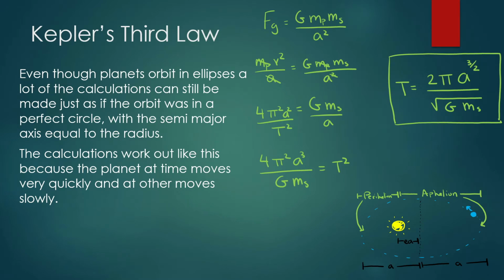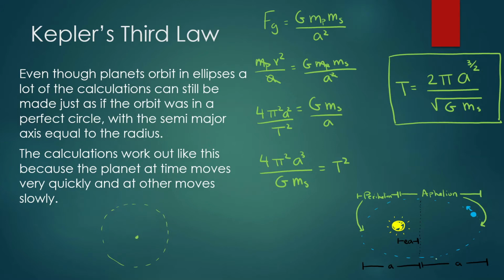Even though planets orbit in ellipses, a lot of the calculations can be made just as if the orbit was in a perfect circle, with the semi-major axis equal to the radius. The calculations work out like this because the planet at times moves very quickly and other times slowly. So as this planet is going around in an ellipse like this, further out here, it will be going slow. Slow, yep. And the closer it gets to the sun, the faster it's going to go. So even though it moves in an ellipse, we can pretty much just treat it as a perfect circle when we're looking for how long it takes.